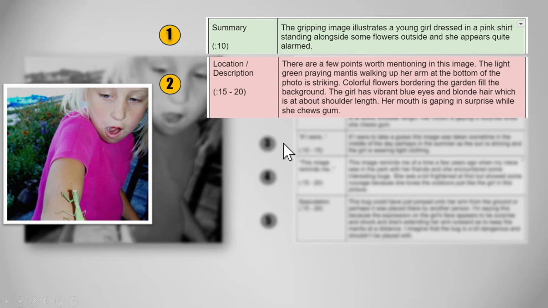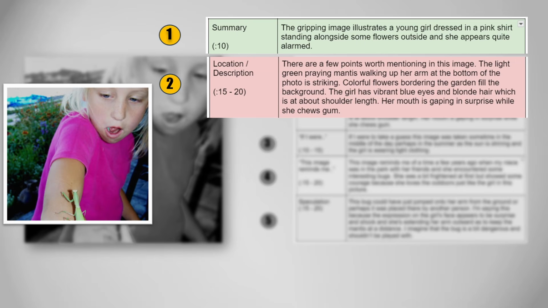There are a few points worth mentioning in this image. The light green praying mantis walking up her arm at the bottom of the photo is striking. It's very noticeable. Praying mantis is the name of this big bug. Colorful flowers bordering the garden fill the background.